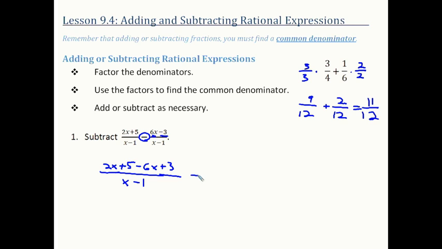Now we can just look at our numerator and add like terms. Our denominator is still an x minus 1. In the numerator, we have a 2x minus a 6x, which gives us negative 4x. And then a 5 plus 3 is 8.